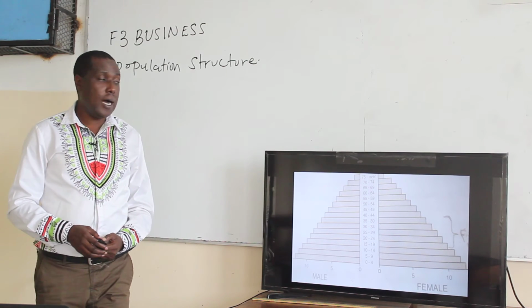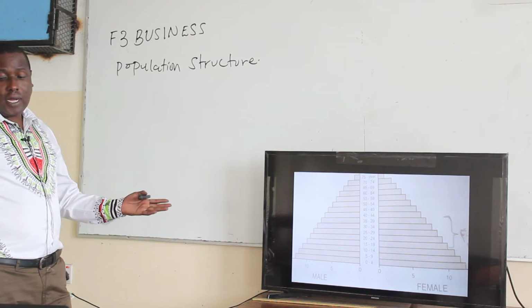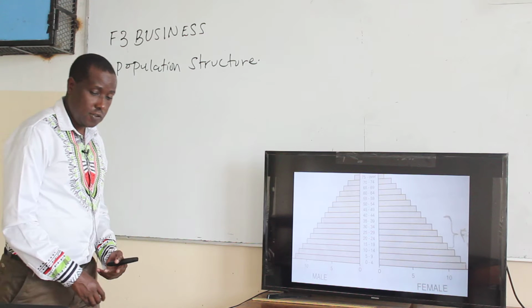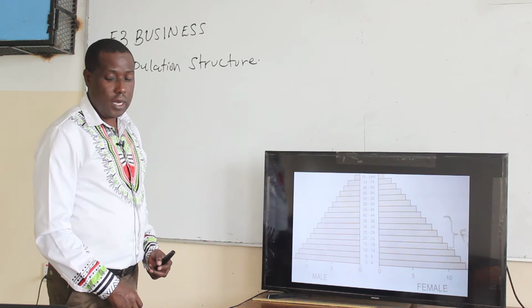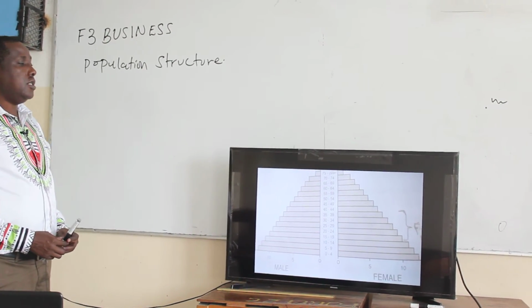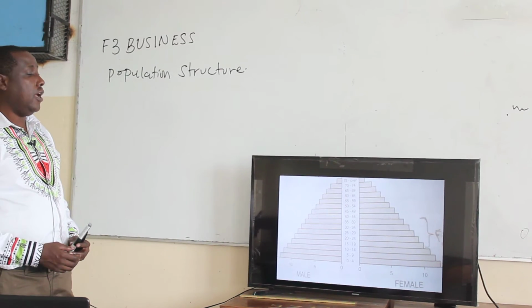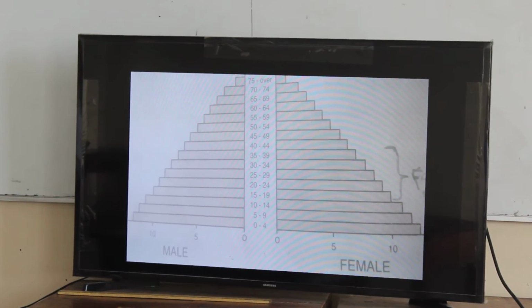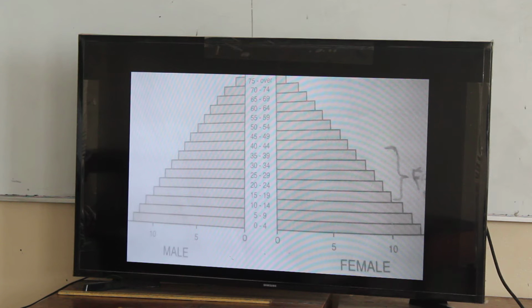Hello and welcome back. Now, as you can see from our previous part of the lesson, we said we are looking at population structure, and we said we can classify it according to age, according to gender or sex, according to income distribution, or according to education levels.